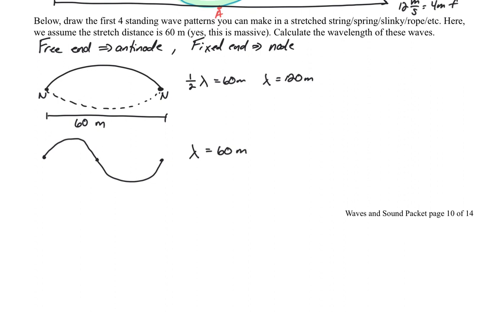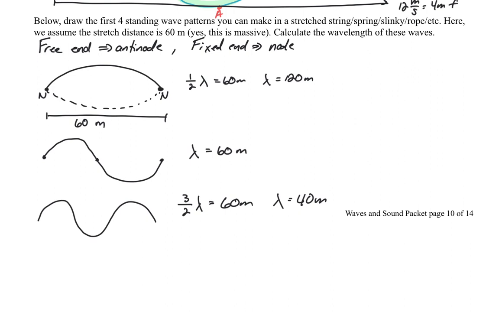The next standing wave I can get is going to be 3 loops. 1, 2, 3. Well, it's still 60 meters. But how many wavelengths do I have now? Well, 3 loops means I have 3 halves of a wavelength. That's going to equal 60 meters. So when I solve for lambda, I get 40 meters for one wavelength, which makes sense because I've got 1.5 wavelengths in there, so I can see that the wavelengths are getting smaller and smaller.